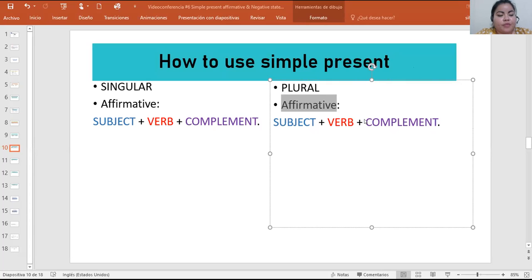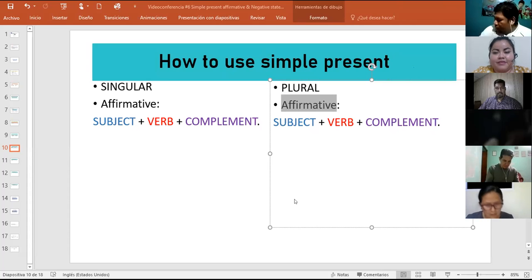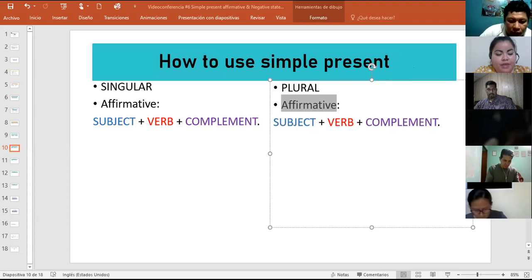Alfredo. Y recordemos, todos, en este caso, Matías y Alfredo, las oraciones al inicio comienzan con mayúscula. That's very important. Cuando sean en los ejercicios escritos, se van a acordar de mí. You sleep at 9 p.m. Very good. You sleep at 9 p.m. I have many friends. Very good.